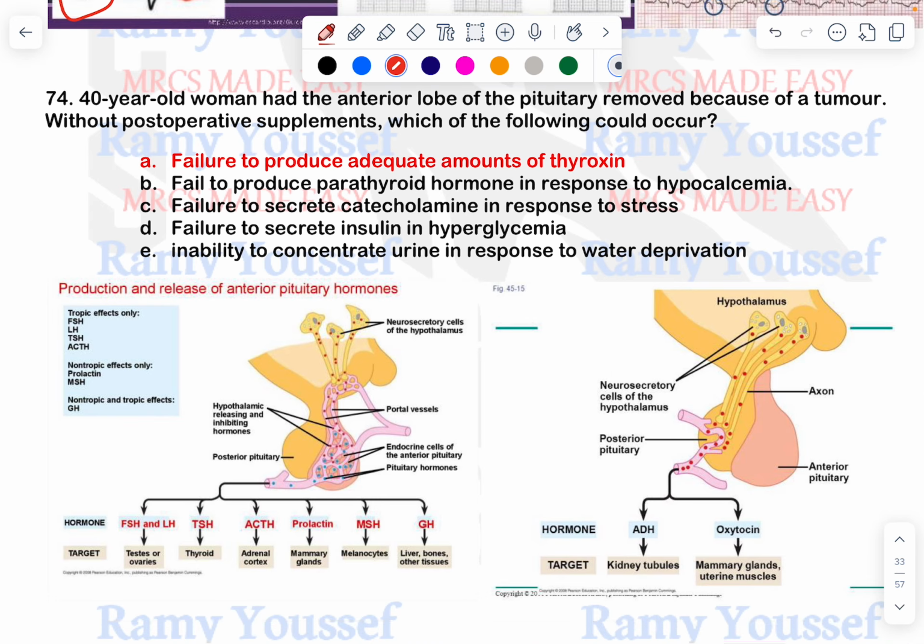These are the important hormones released from the anterior and posterior pituitary. Targets: FSH, LH to testis and ovary; TSH to thyroid; ACTH to adrenal cortex; prolactin to mammary glands; MSH. And this is the posterior pituitary: the hormone ADH acts on kidney tubules, and oxytocin on mammary glands and uterine muscles.